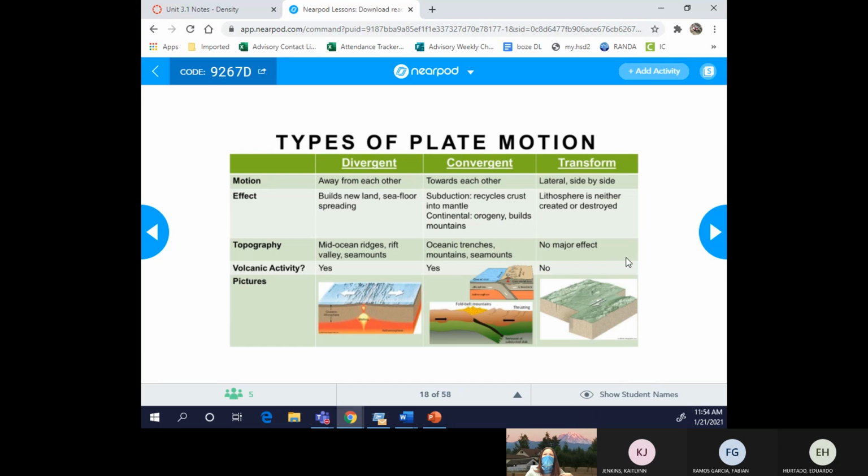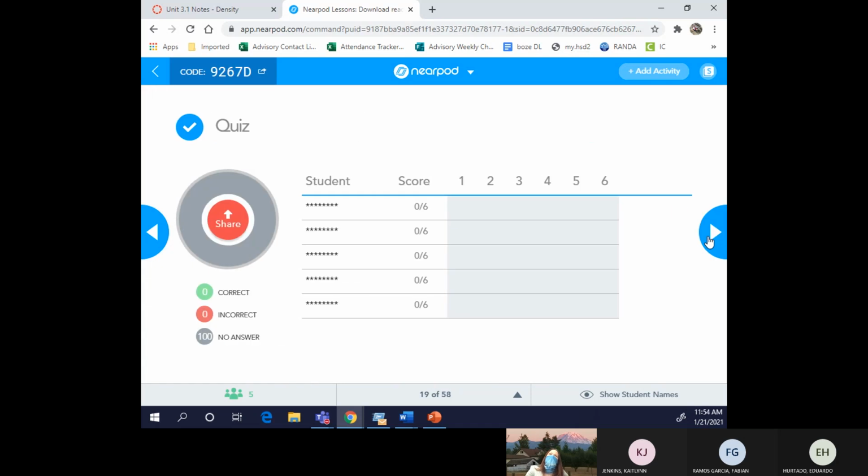Everyone good? All right, we'll see how good you really are. Six questions, three of them with pictures.